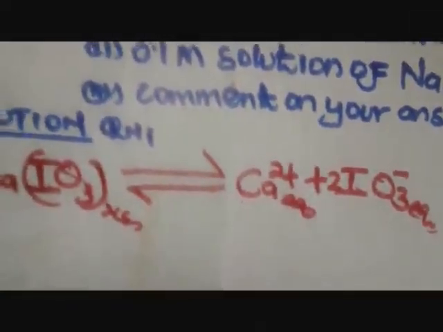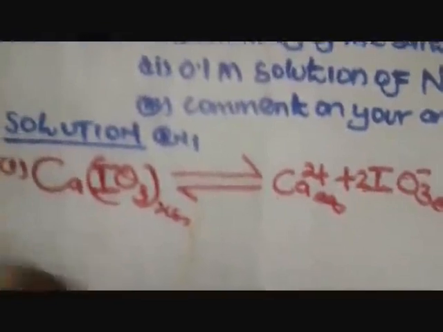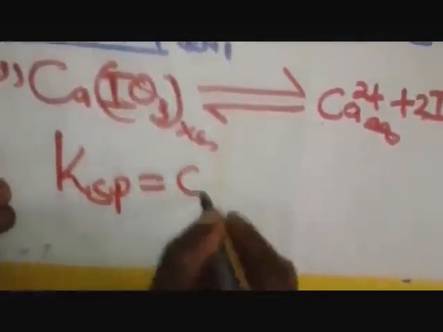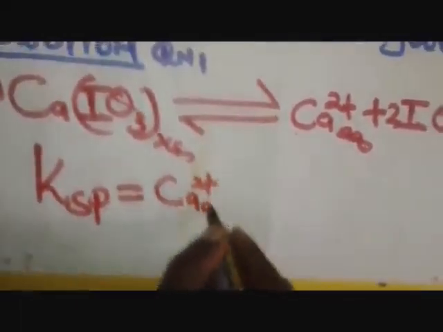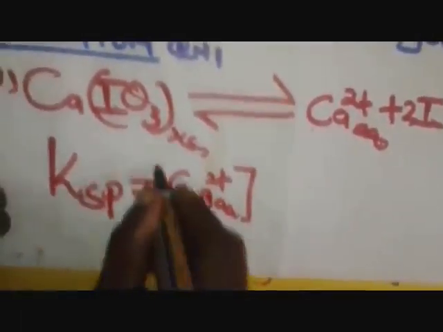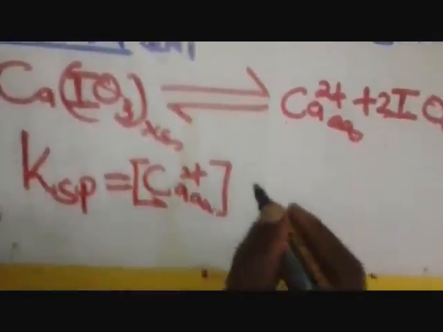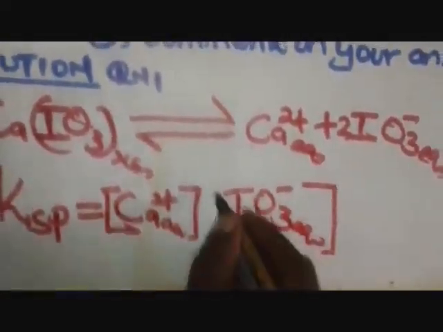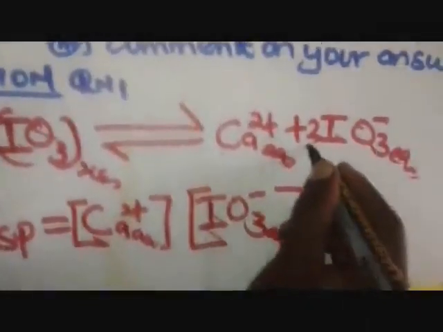After doing that, again we are going to write the expression for Ksp. So we say our Ksp is exactly equal to the concentration of calcium ions, as we said previously, times the concentration of the iodate ions. These are iodate ions, but we said you raise them to the appropriate power. Which power is this one here? We raise them to power 2.